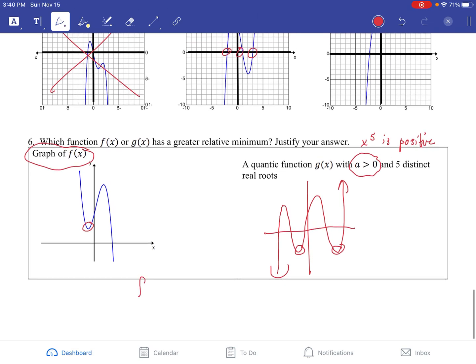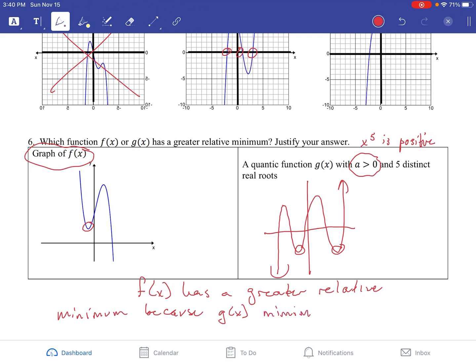So I'm going to write that down here. So f of x has a greater relative minimum because g of x minimums are below the x-axis.